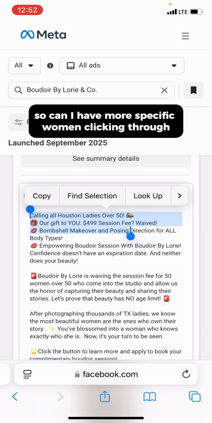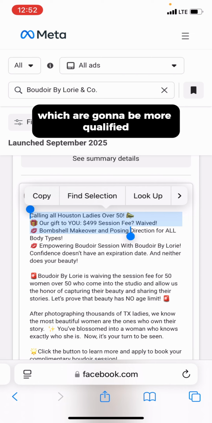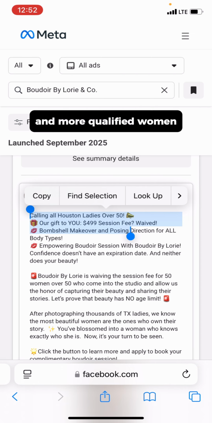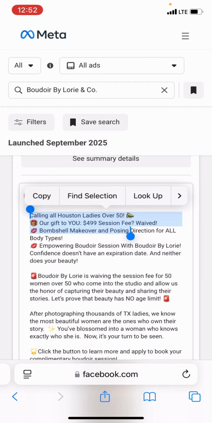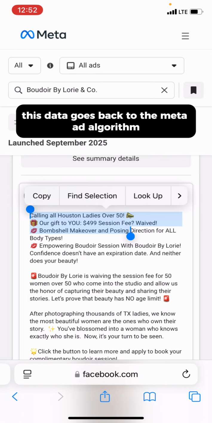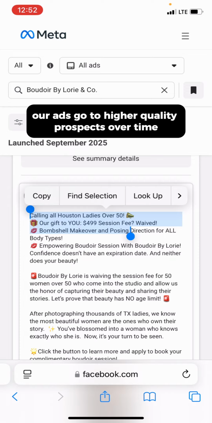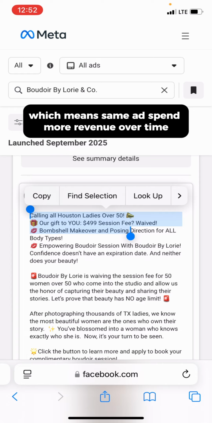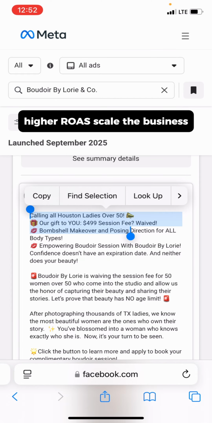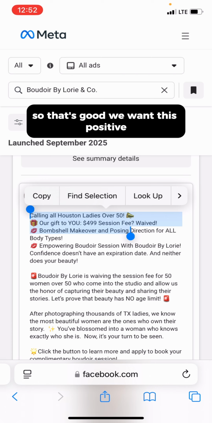So we're going to have more specific women clicking through, who are going to be more qualified, and more qualified women are higher converting, more sales. This data goes back into the Meta ad algorithm. Our ads go to higher quality prospects over time, which means same ad spend, more revenue over time, higher ROAS, scale the business. So that's good. We want this positive.